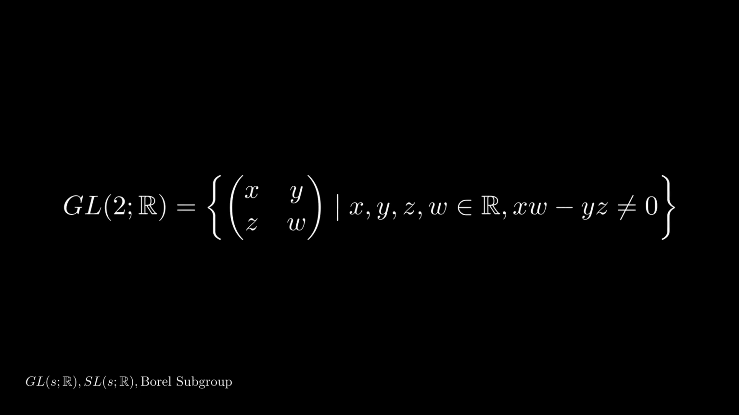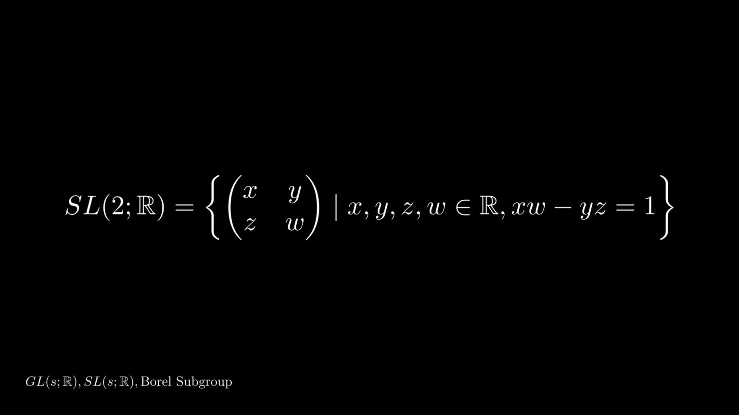The first one we'll look at is called the general linear group of degree 2. It can be written using real numbers x, y, z, and w, like this, excluding the case where the determinant is 0. In other words, these are matrices that have no zero eigenvalues. If the determinant is 1, it is called the special linear group of degree 2. For example, it can be written like this, such that x times w minus y times z equals 1.